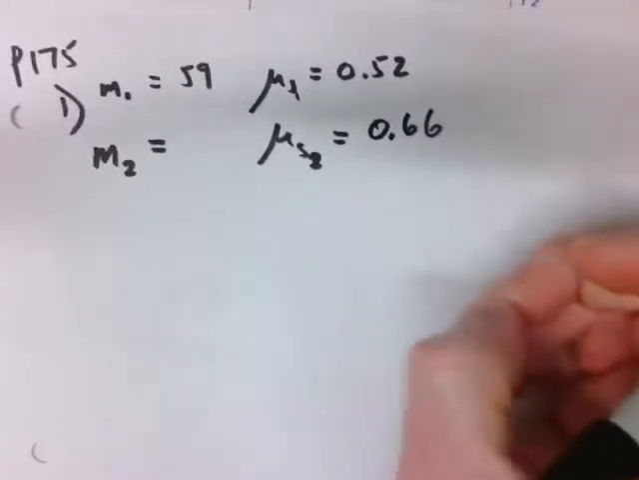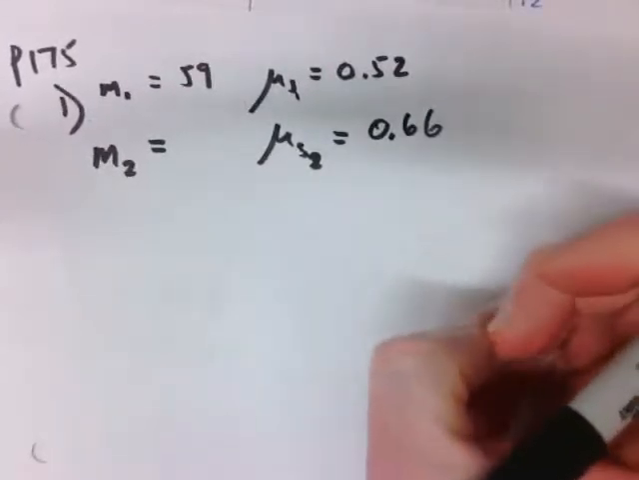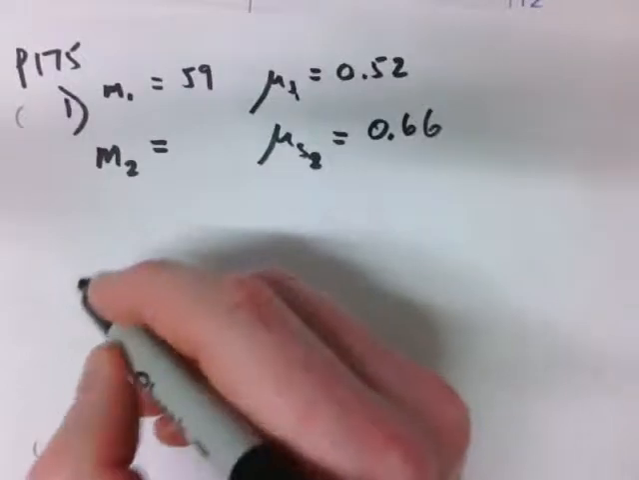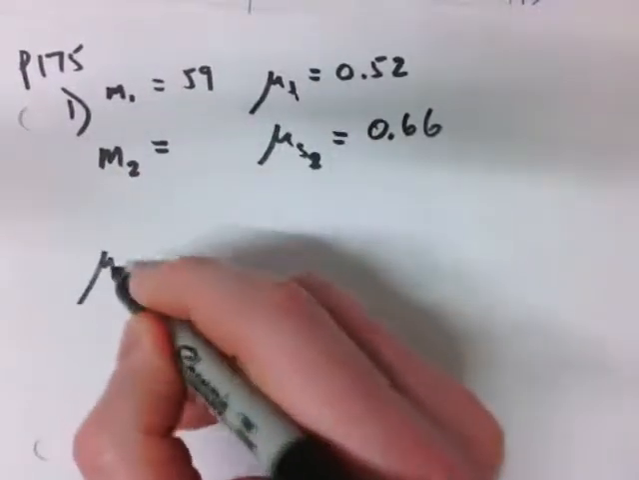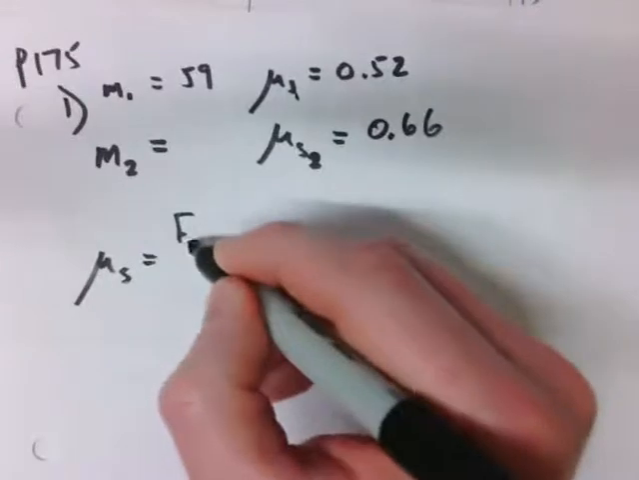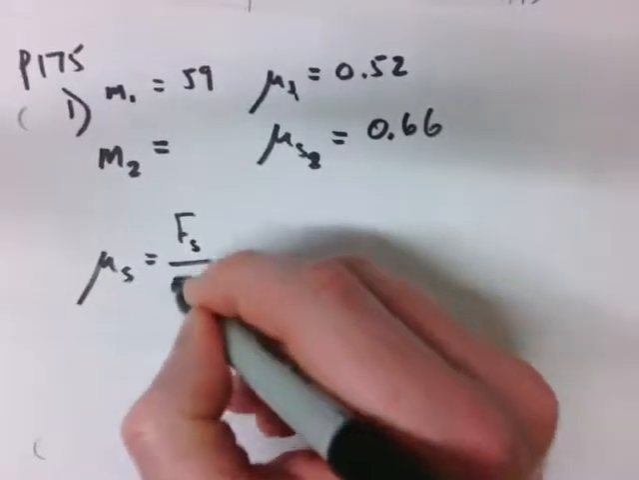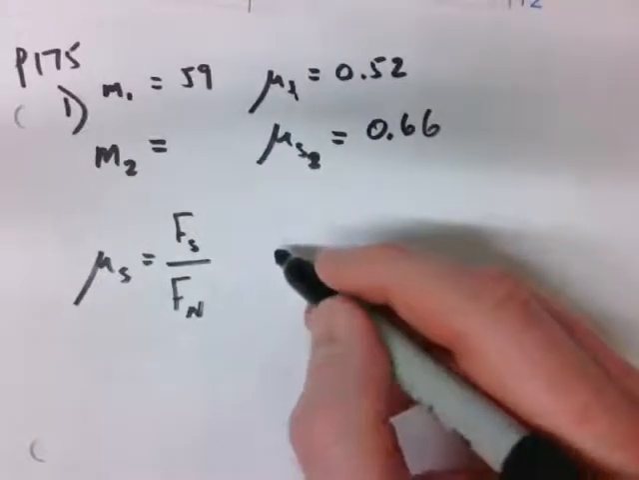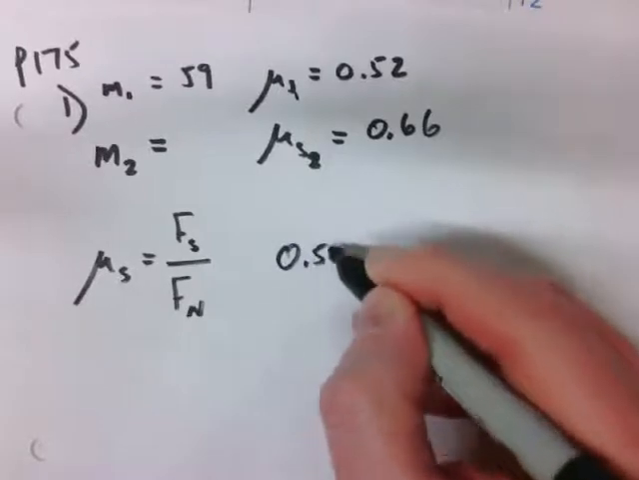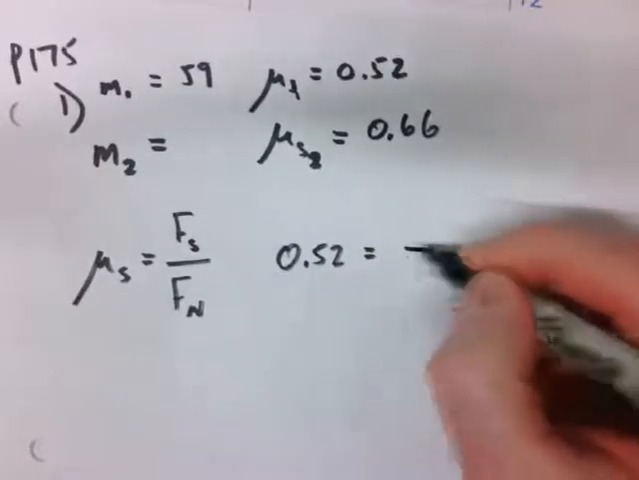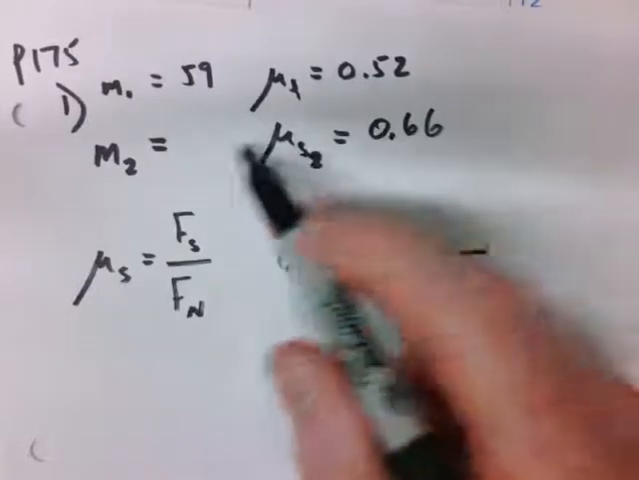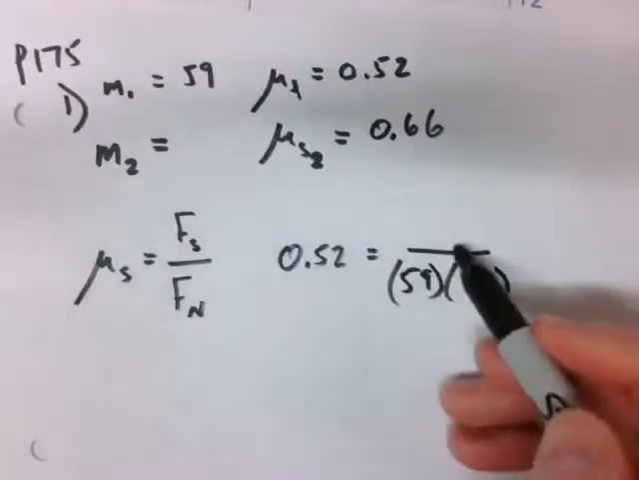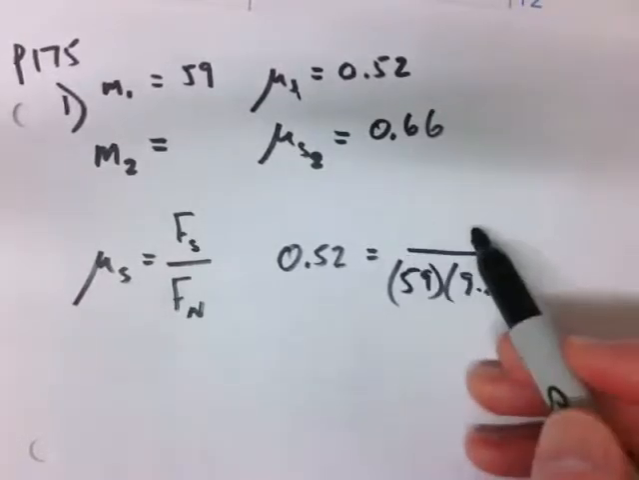Number 8 says calculate the maximum possible initial acceleration of the person wearing dress shoes. So we're talking about the first person here. Mu s equals Fs over Fn. Let's plug in what we know. Mu s is 0.52, which equals Fs over Fn, and Fn is going to be 59 times 9.8. So we are figuring out the maximum force of static friction.